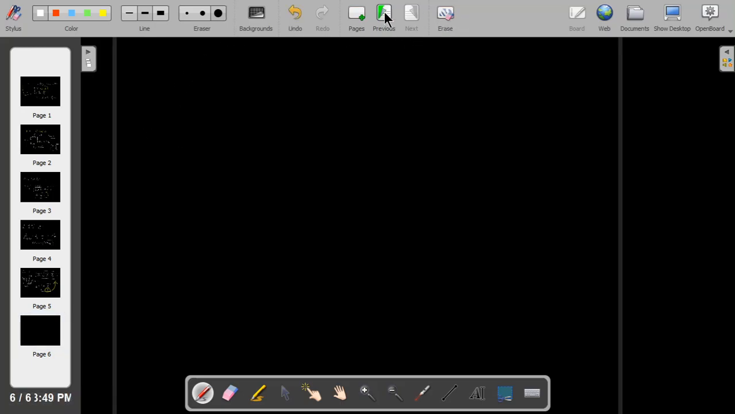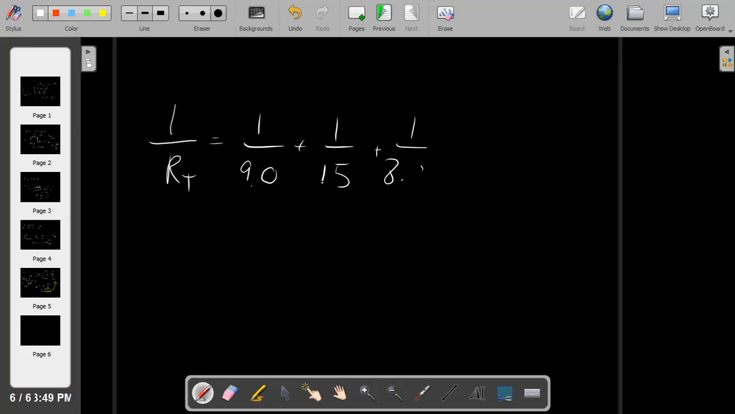I'm sorry, I don't know what happened here. Let me get the pen. So I'm going to put the numbers in there. The resistance effective, just putting a T for total, equals 1 divided by 9.0 plus 1 divided by 15 was the other one. All these in ohms in the bottom part, and 1 divided by 8.0. If I do my math correctly, and you do it too, you should be getting 0.31 divided by ohms.